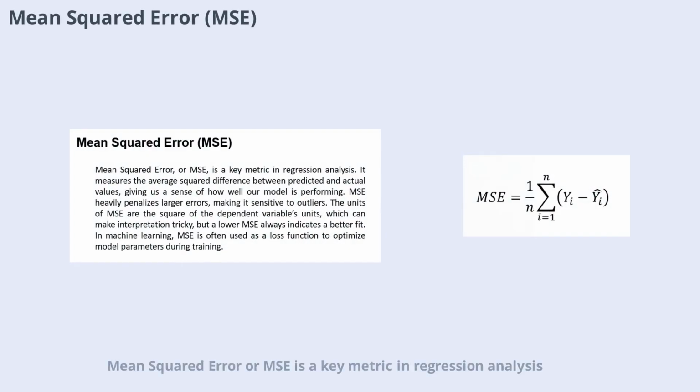Mean squared error, or MSE, is a key metric in regression analysis. It measures the average squared difference between predicted and actual values, giving us a sense of how well our model is performing. MSE heavily penalizes larger errors, making it sensitive to outliers. The units of MSE are the square of the dependent variable's units, which can make interpretation tricky, but a lower MSE always indicates a better fit. In machine learning, MSE is often used as a loss function to optimize model parameters during training.